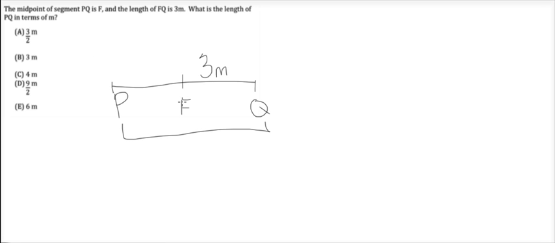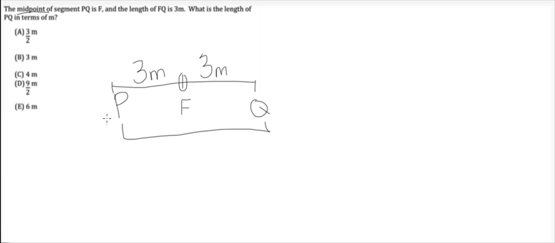We know that the distance from F to Q is 3M. We know that F is right in the middle of this entire segment. Therefore, if the distance from F to Q is 3M, then the distance from P to F must also be 3M. Why? Because the term midpoint means that the flanking sides, or the left and right hand side of any midpoint, will always be equal to each other. So keep that in mind for any other question that you see that uses the word midpoint.